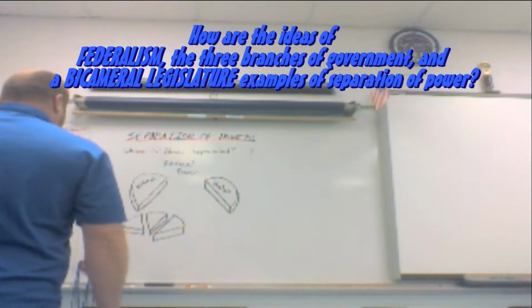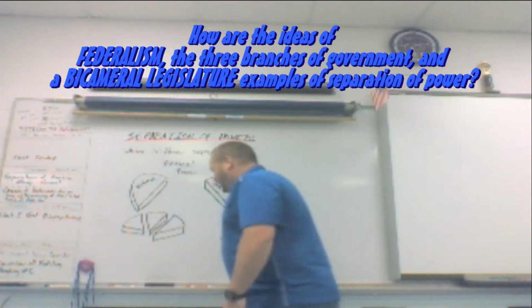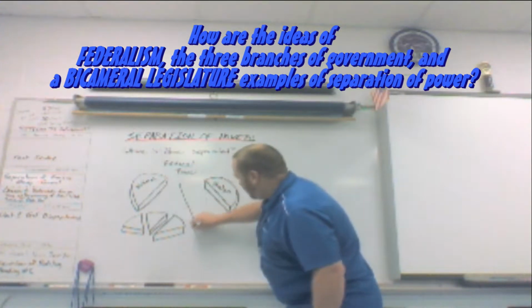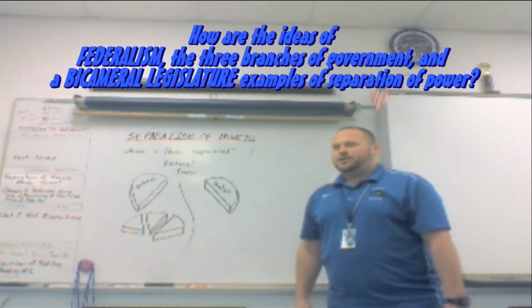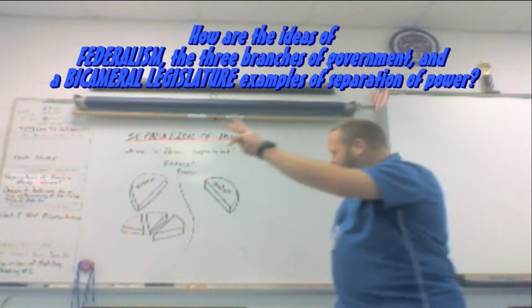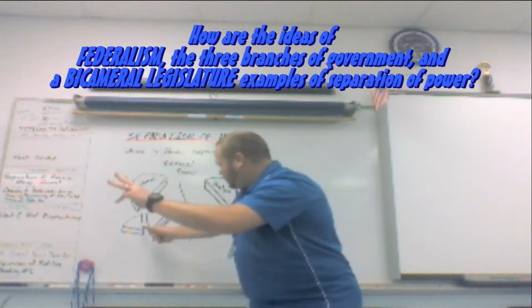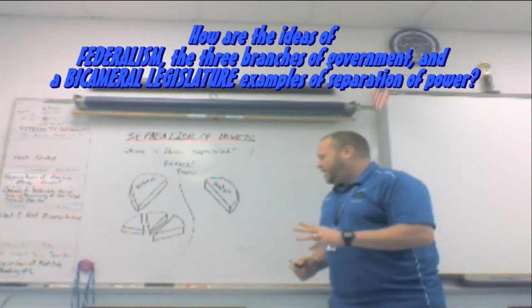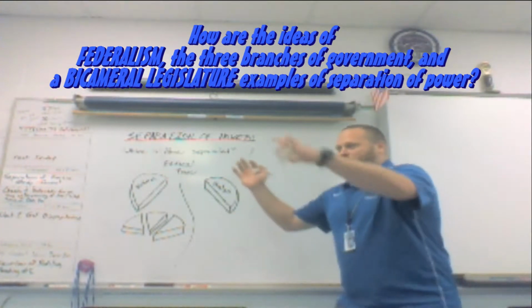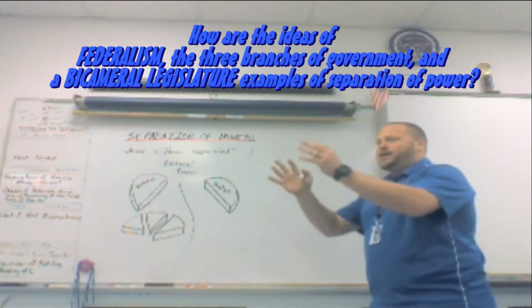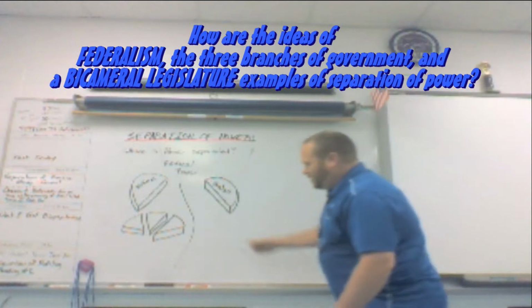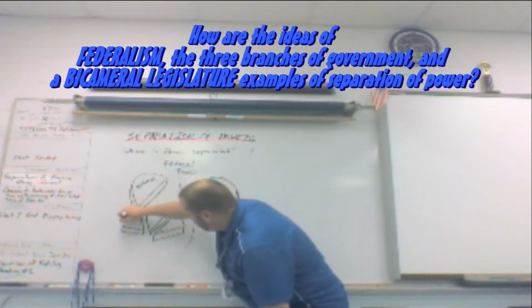That's not fun. All right, so this is the national government's half of the pie right here. It's separated into three pretty equal parts of the pie. And they belong to who? What are the three branches? Judicial.